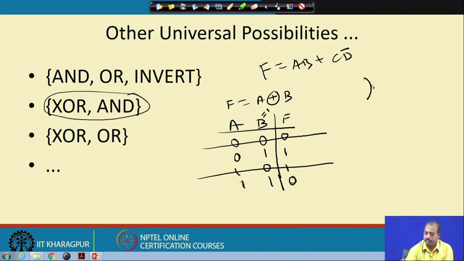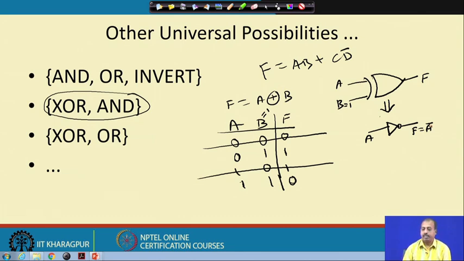So, this XOR gate has A and B as 2 inputs and F as the output. Now, if I set B equal to 1, then it behaves as if it is an inverter. When B is equal to 1, it is as if I have given A here and got F equal to A bar. So, in an XOR gate, if you tie one of the inputs to high, you get an inverter. So, from the XOR gate I can get an inverter.